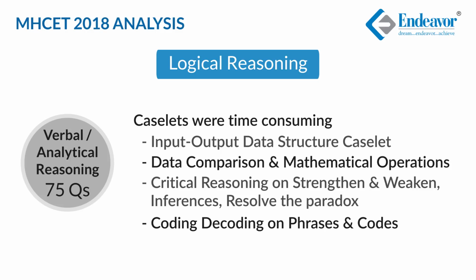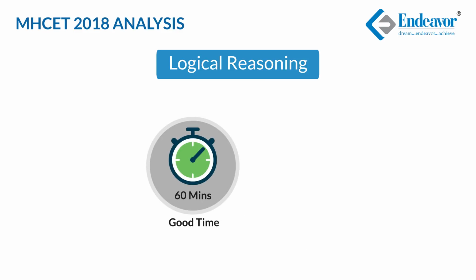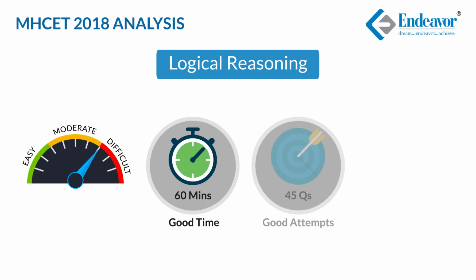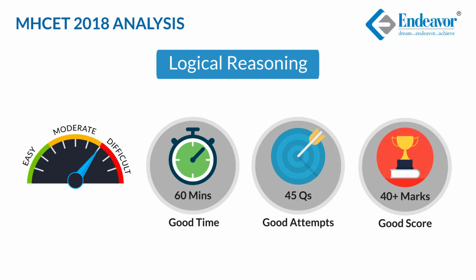And on the whole, this was the biggest and the most time consuming section and could easily be the game changer in the percentile calculation. The ideal time that has been allotted to this section is 60 minutes, which is 1 hour. We would rate the level of difficulty as moderate to difficult, and the ideal attempts would be around 45 with an ideal score of just over 40.